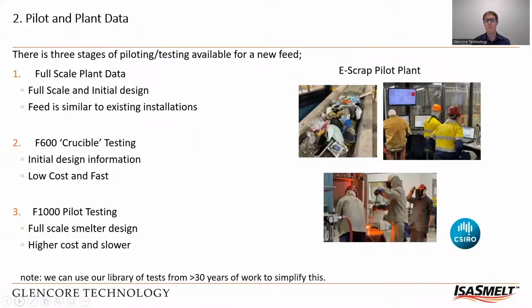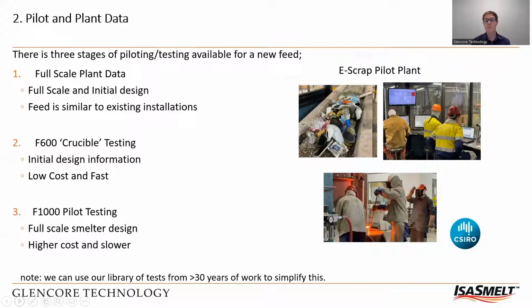Next up is our pilot and plant data. At this stage, we see what information we have in our library. We've got a library from over 30 years of doing all these sorts of tests and running plants. We try to match up some of those pilots we've had before in our library to the new feed material. If it's very close, we can then start to design off that past test work.